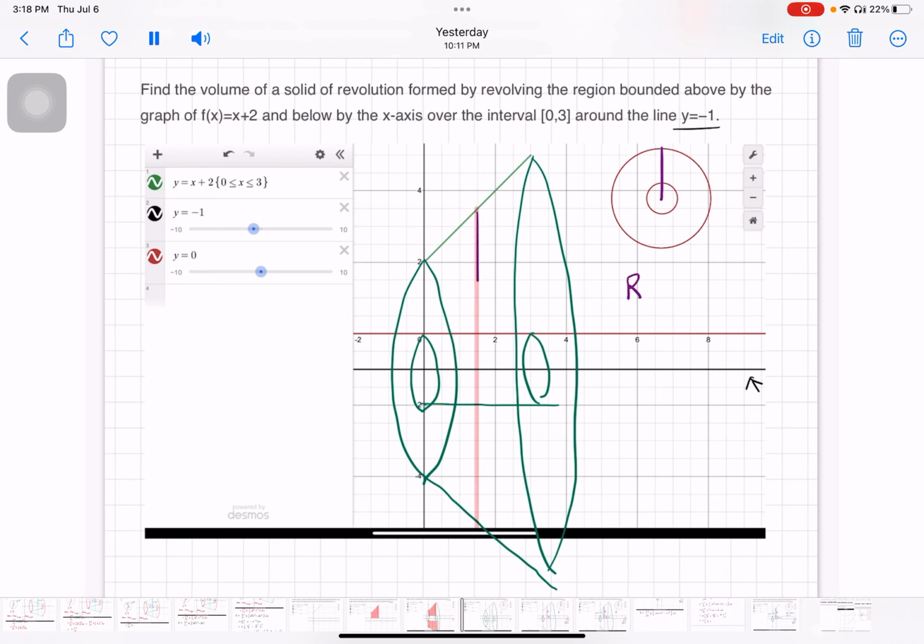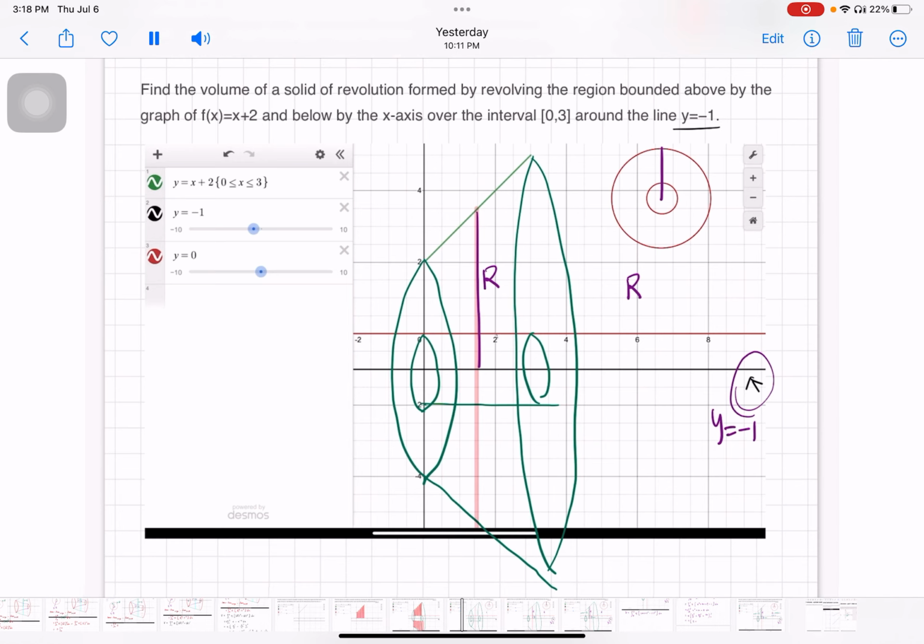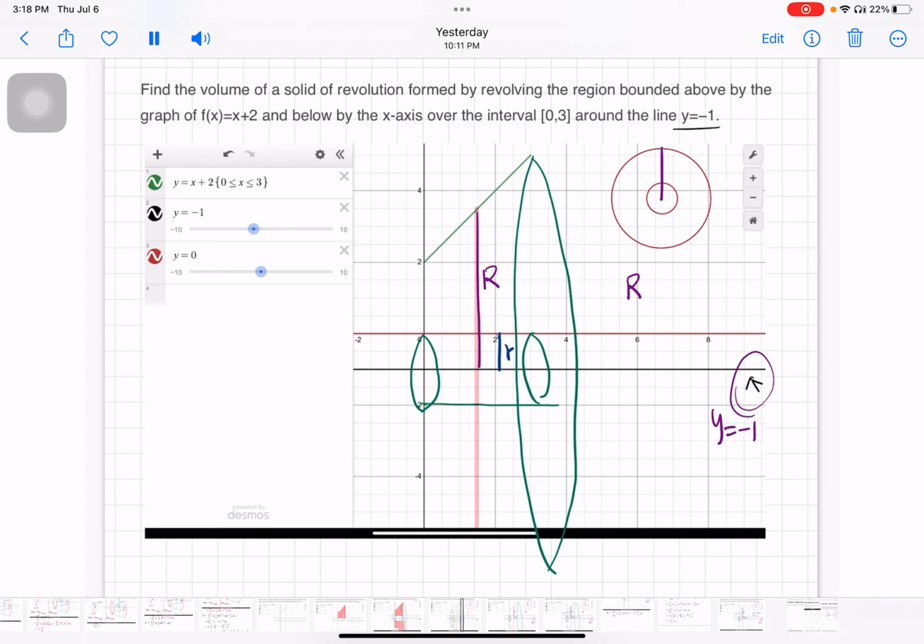Where the outer radius R is this piece, and because we are rotating along the line y equal to -1, the smaller r, the inner circle, is this much, which is the distance between the x-axis, or y equal to 0, and y equal to -1. So this one is easy to find, which is just 1.